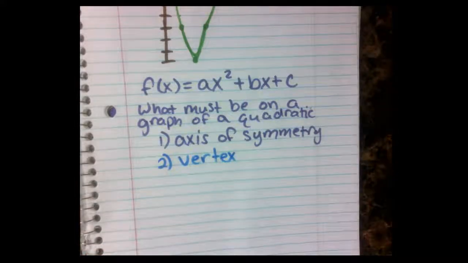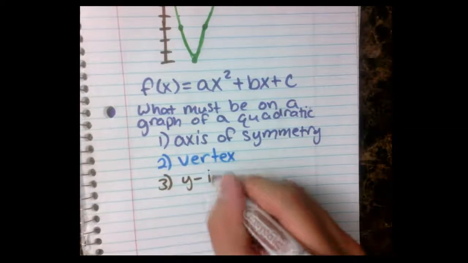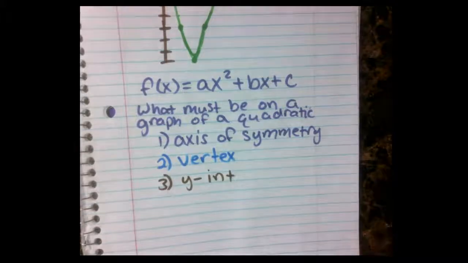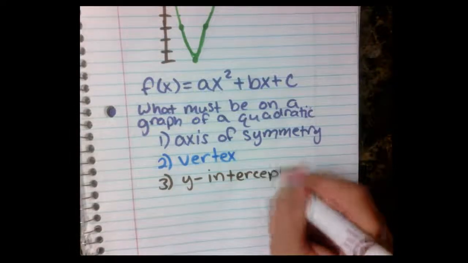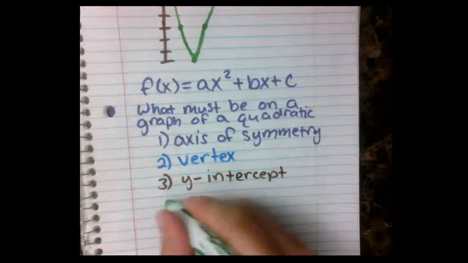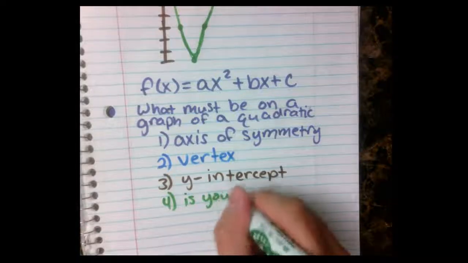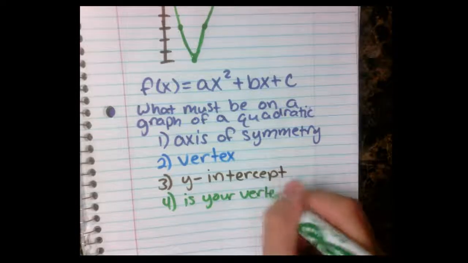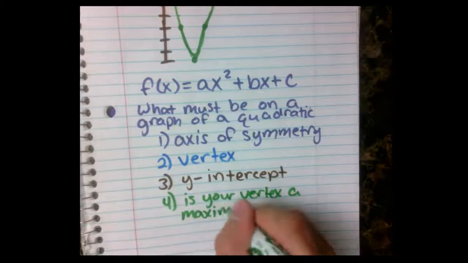Let's see, I have a brown marker. So here, you're going to want your y-intercept. Now I'm going to shorten it to y int, but just in case you can't spell it, y intercept. Alright. And then let's see, I use purple, blue, green. Alright. And the last thing that you'll want is your vertex a max or a min? Is your vertex a maximum or a minimum?